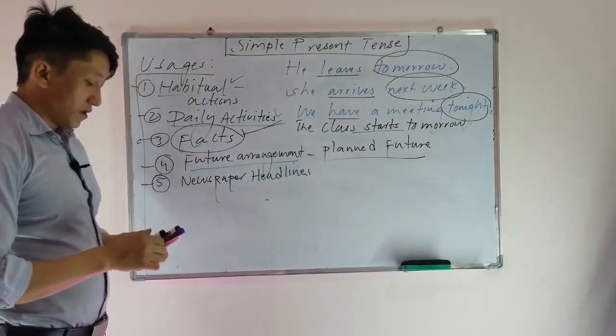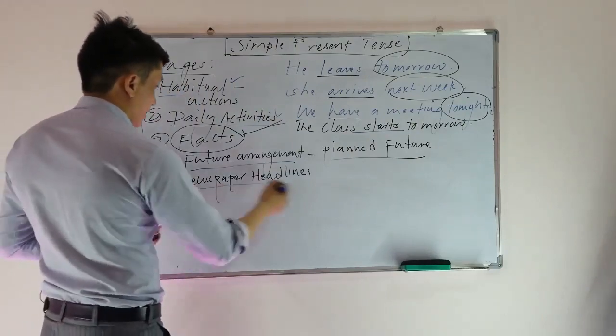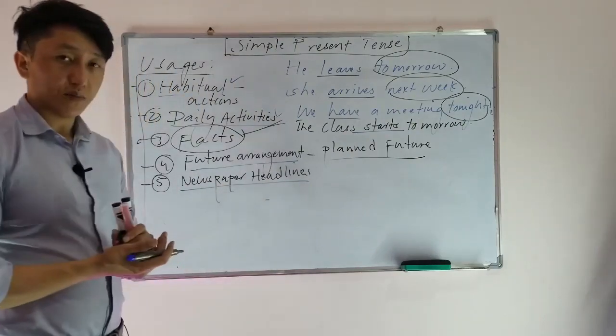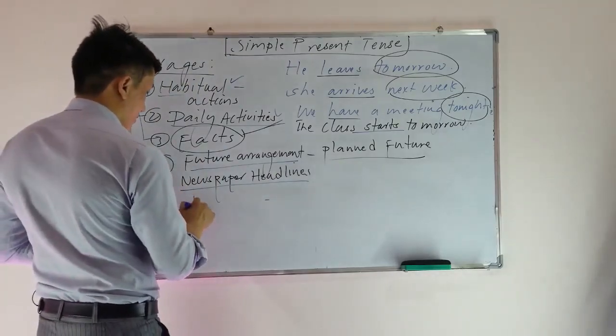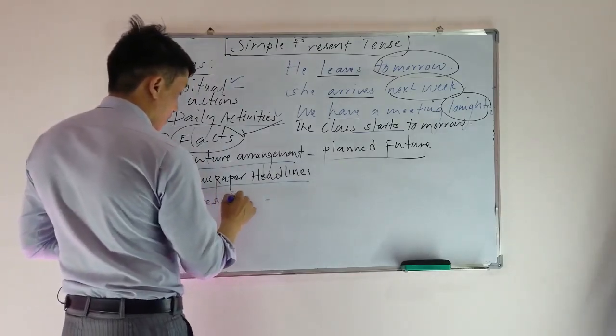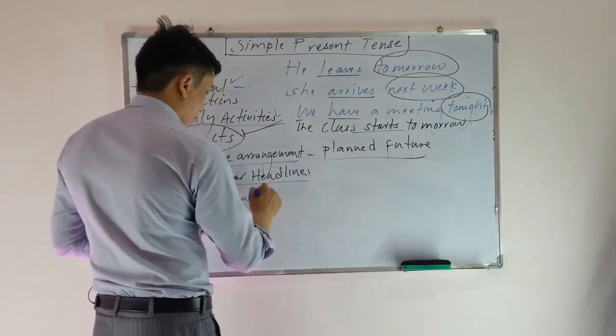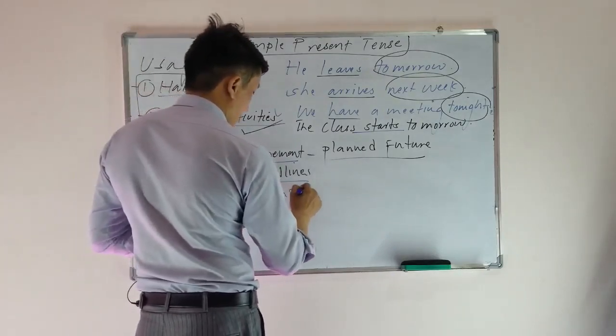So it is also used in newspaper headlines. In newspapers, actually, for the actions that happen or has happened, we always use present tense. For example, if I say president wins election.